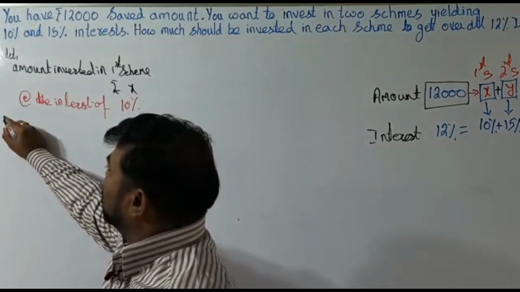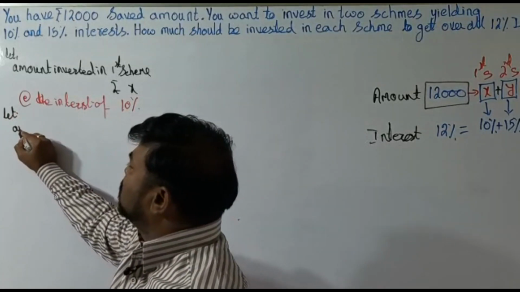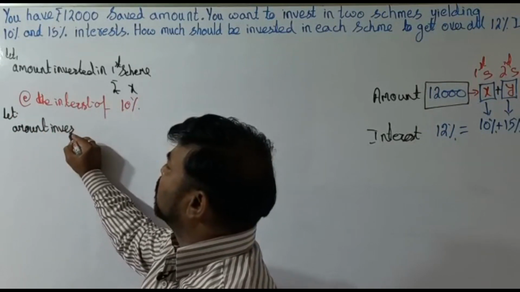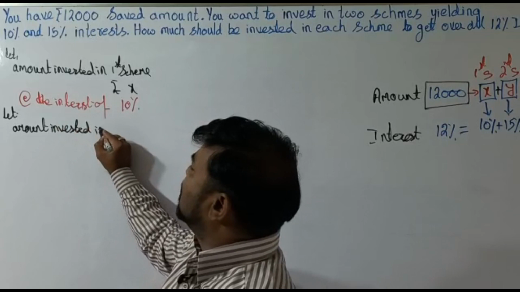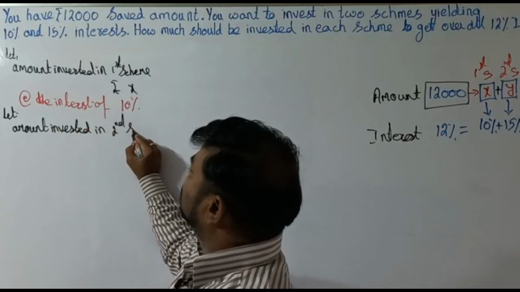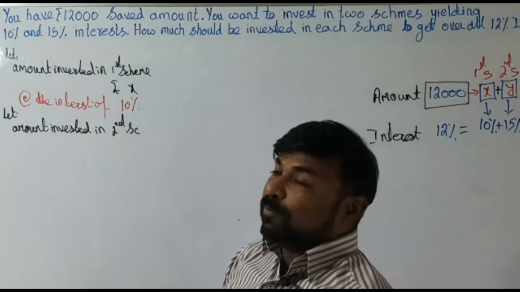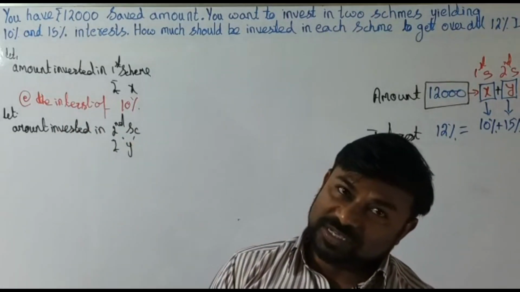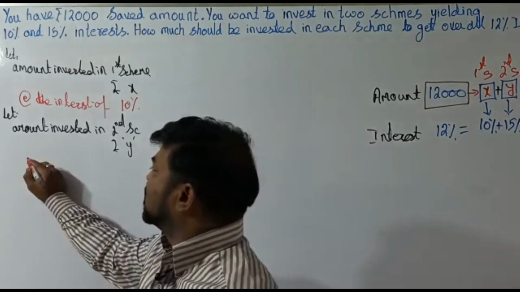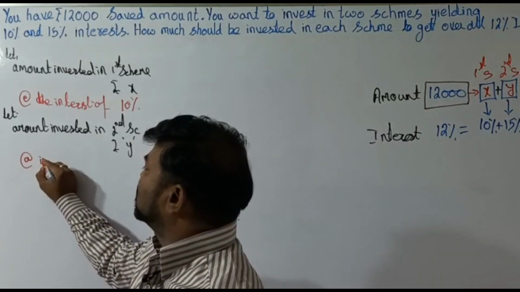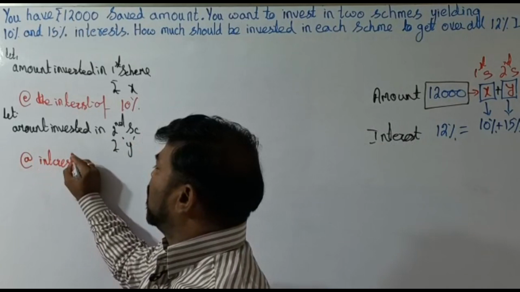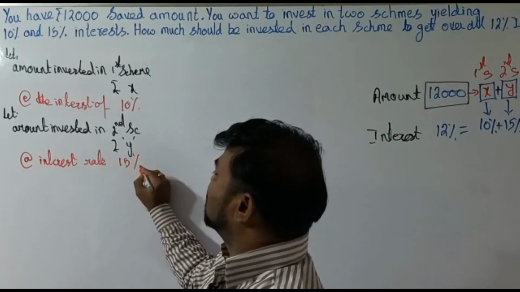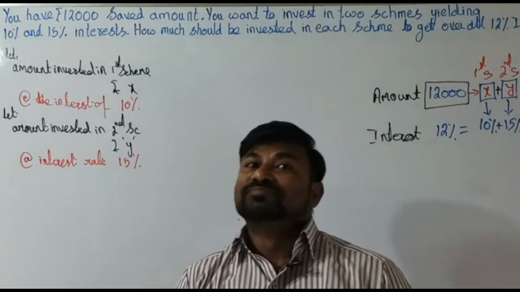Now let's go for the second one. Let the amount invested in the second scheme be rupees Y. This is the amount we have invested. But what is the rate of interest? The interest rate is nothing but 15%.